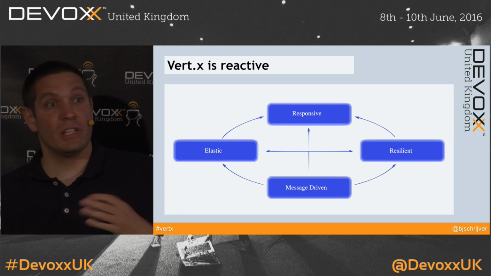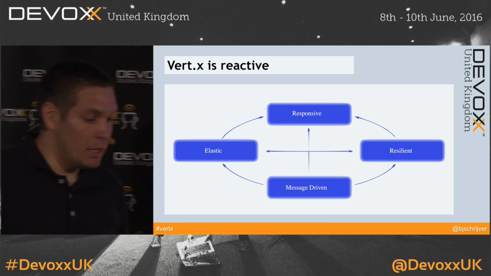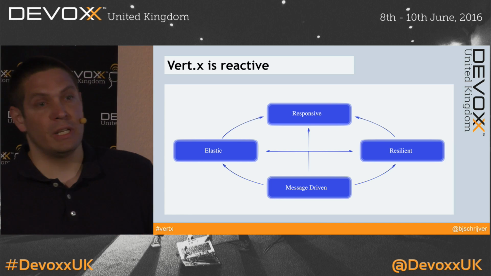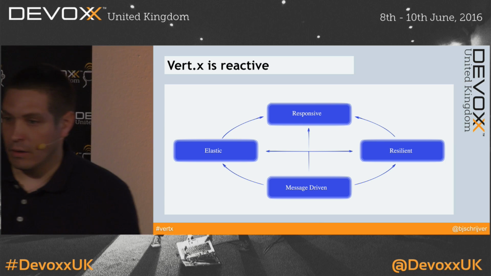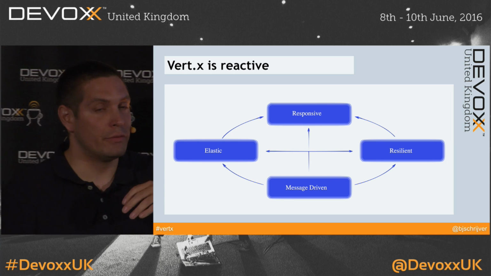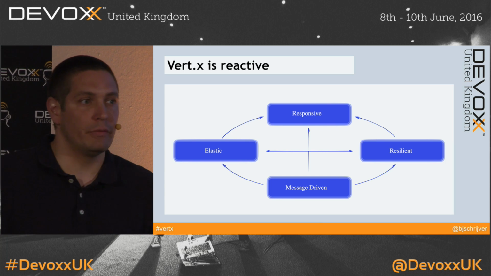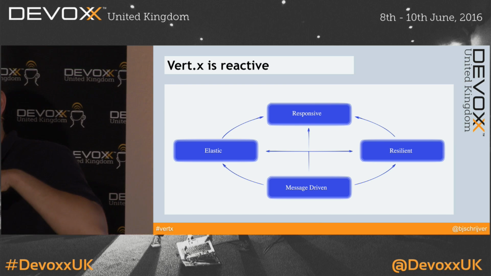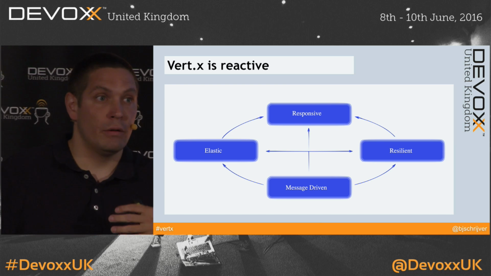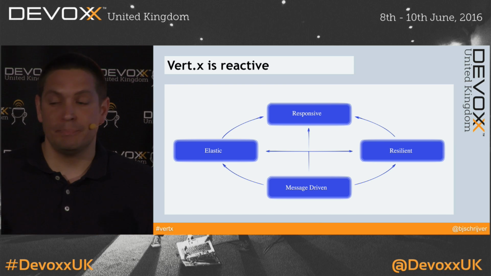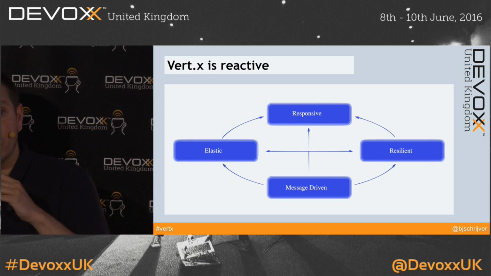Responsive applications are resilient, which means they stay responsive to the user in case of failure. They are elastic, which was previously called scalable in the reactive manifesto. Elastic means they stay responsive under a varying workload by scaling. And finally, they are message driven.